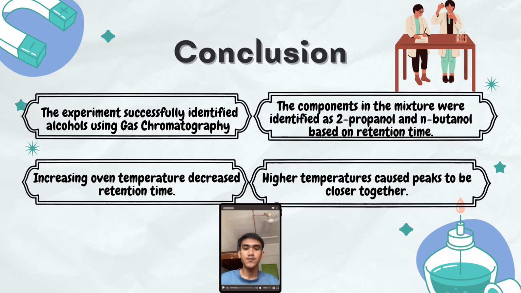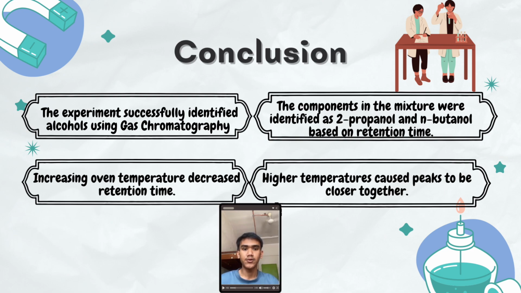Furthermore, the experiment demonstrates the significant impact of oven temperature on the separation process. When the temperature program was increased to 100 to 140 degrees Celsius, at 100 degrees Celsius, the retention time for the component in the standard mixture decreased to 2.269 minutes for 2-propanol, while for N-butanol it is 3.294 minutes.